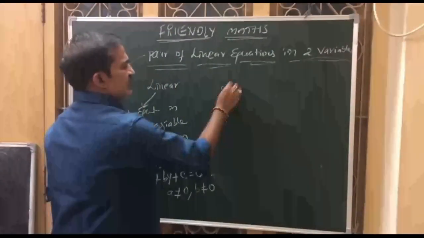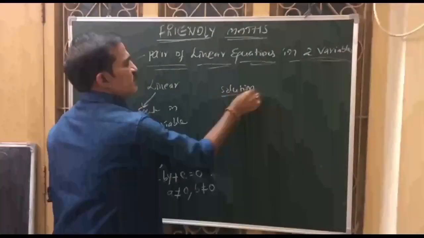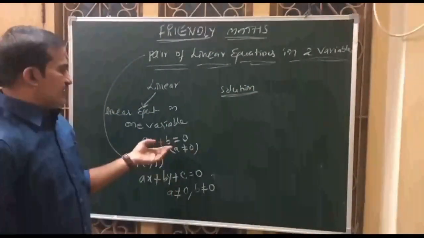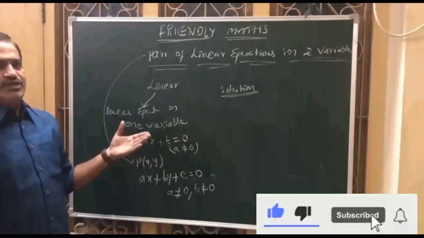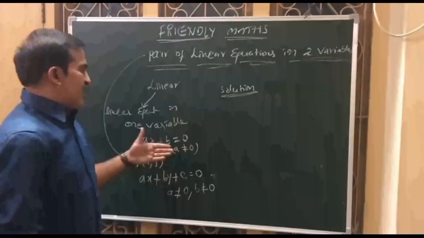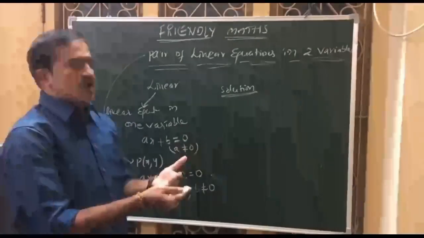Solution is nothing but the value of the variable in a particular problem. Here x is the variable. Variable means it does not contain a standard value. Depending upon the equation, the variable value is going to change. That's why it is called a variable.